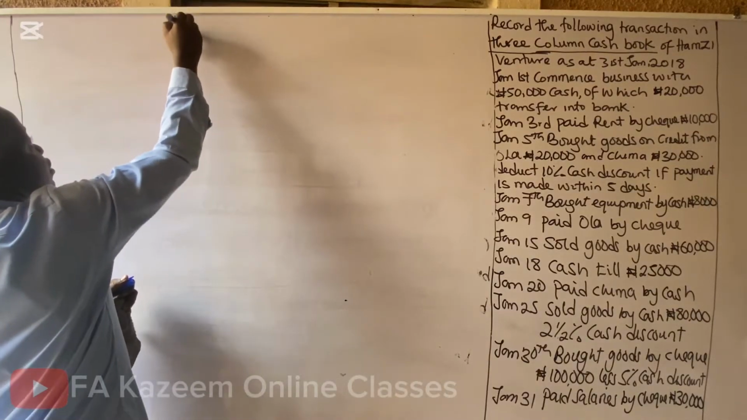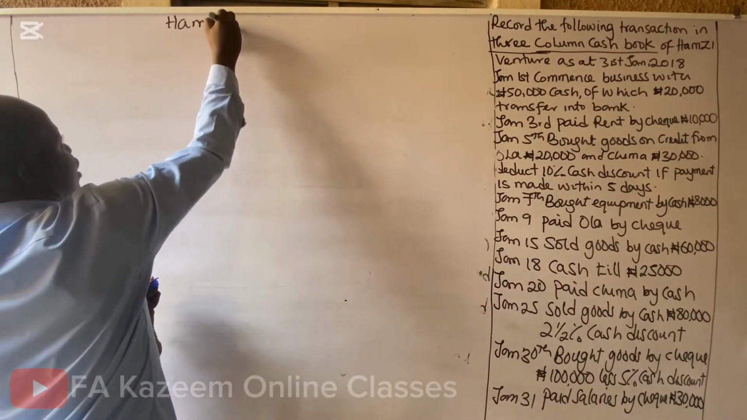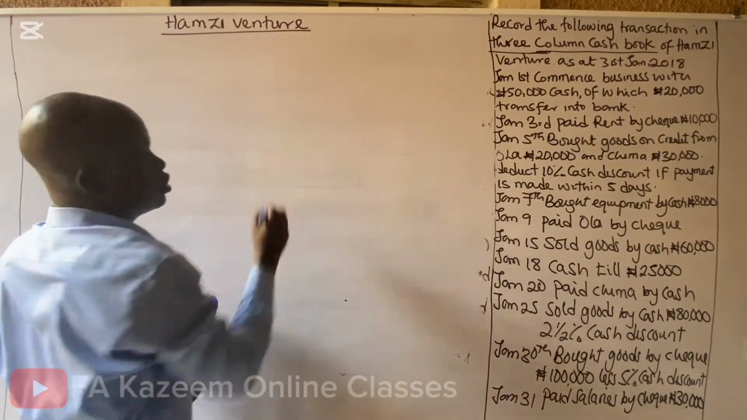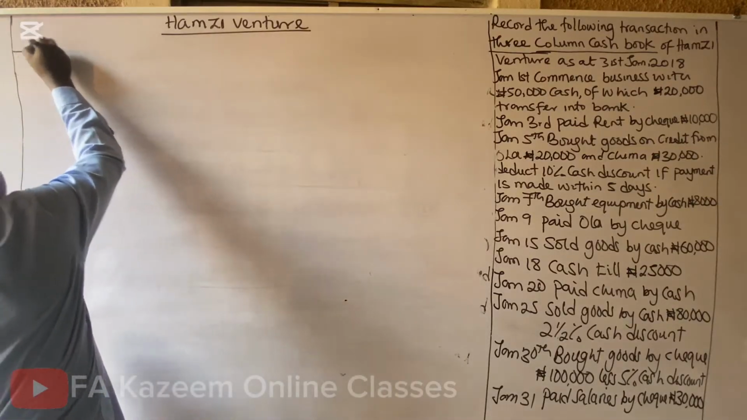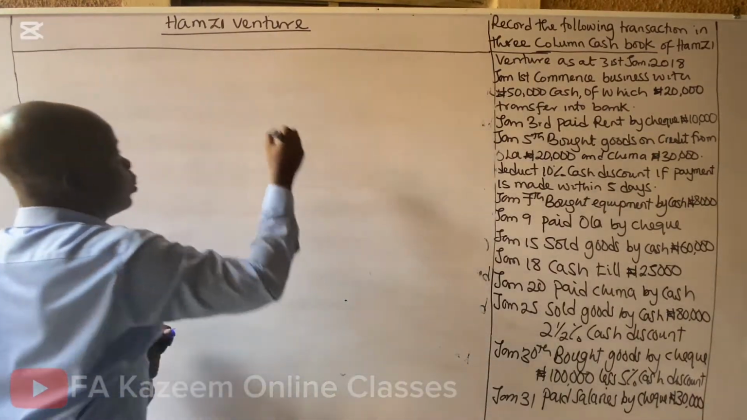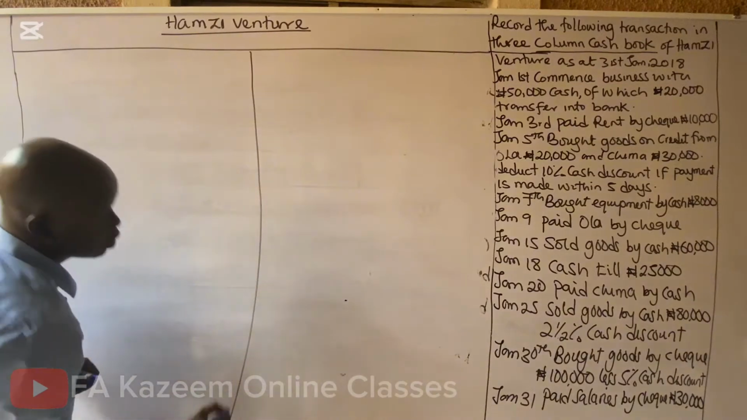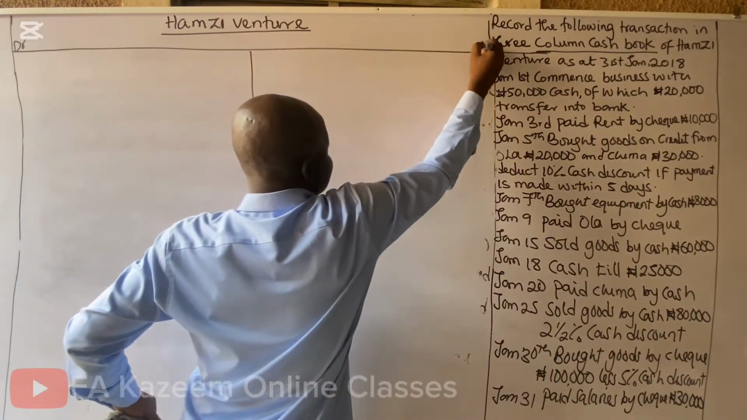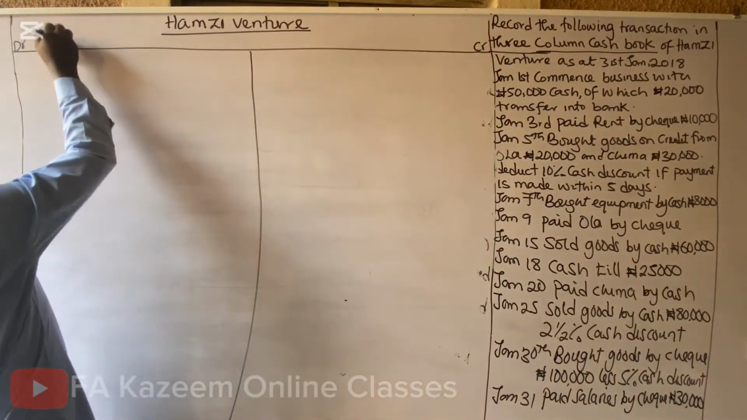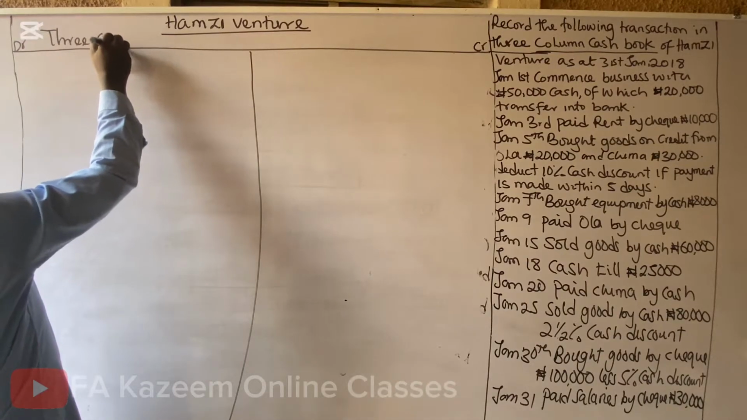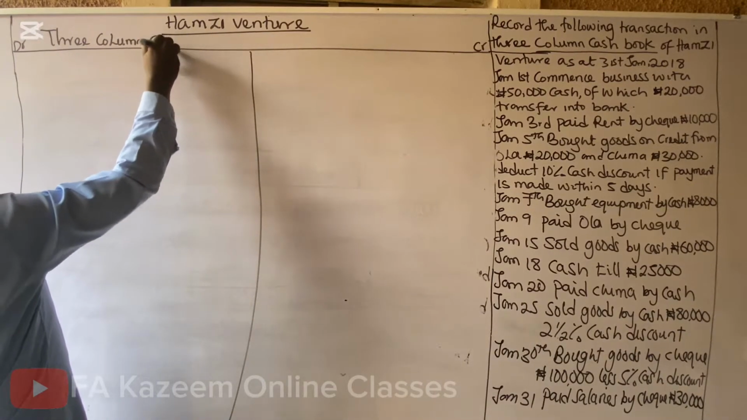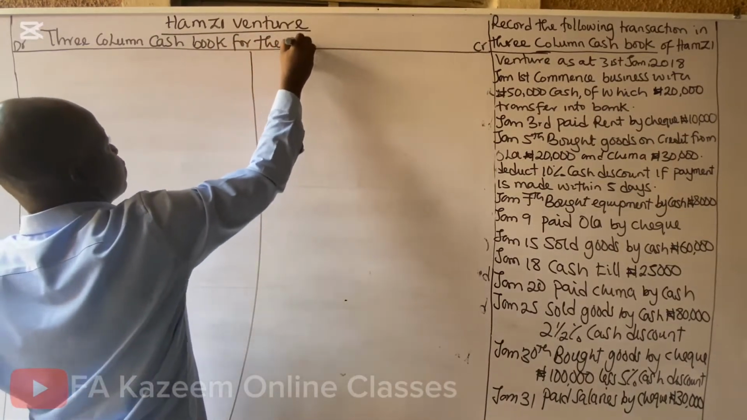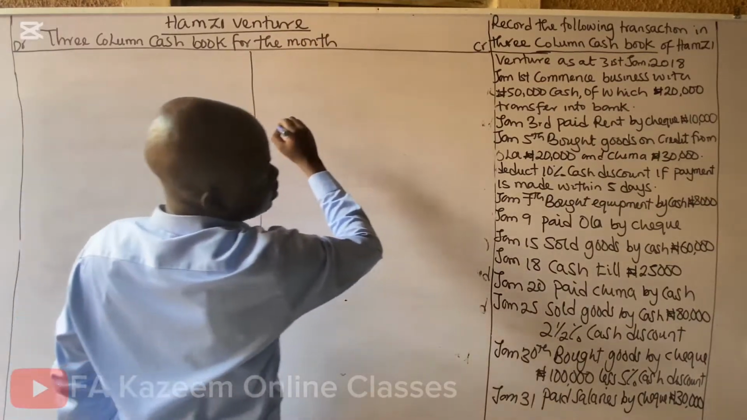Today we'll be looking at the book of AMSI Venture. Book of AMSI Venture, I'll be preparing three column cash book. It has debit, it has credit. We now give it the title, three column cash book for the month.